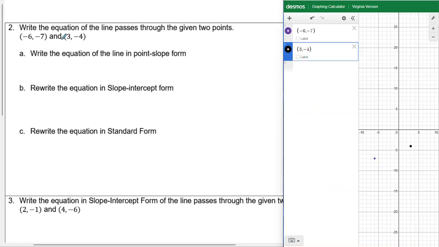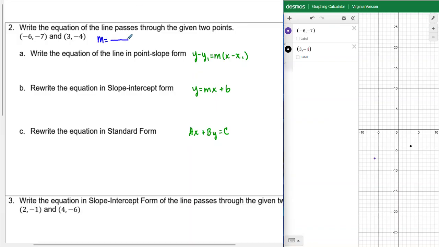All right, so we have 2 points. I already graphed them here. We want equations of lines in point slope form, slope intercept form, and standard form. Let's start by finding the slope first.